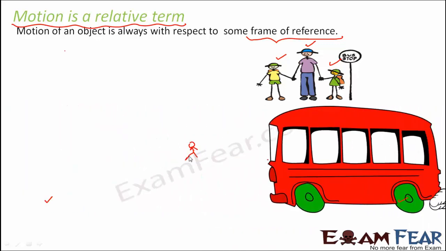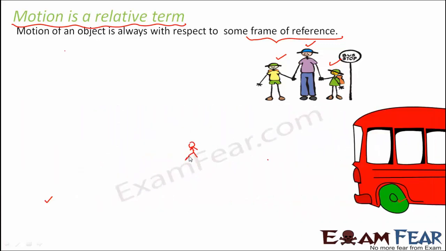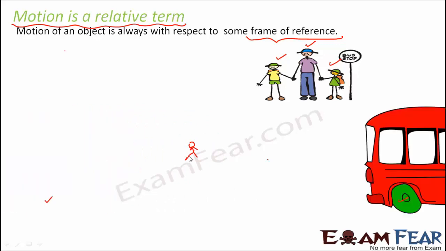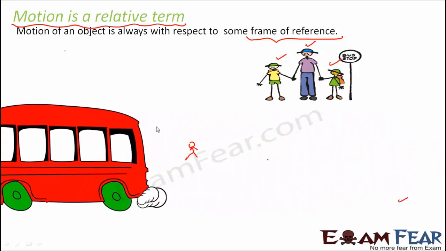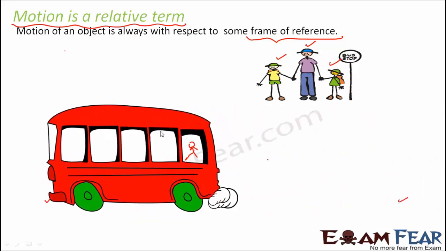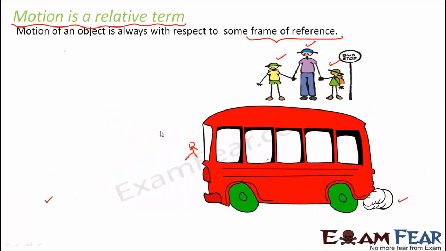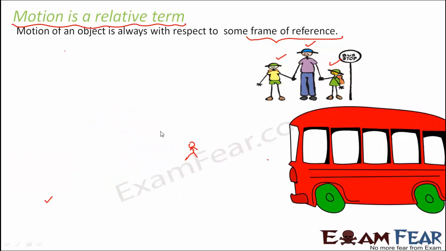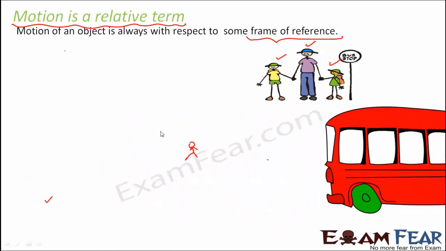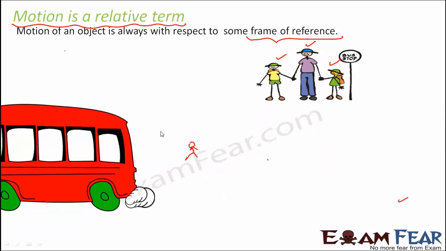So we are talking about the same object, but for one frame of reference it is at rest, and with respect to some other frame of reference, it is in motion. So this is what we mean by relative. Any object which is moving is moving for certain things and not moving for certain other things. This is what we call the relative nature of motion. So that is why we say that motion is a relative term. Whenever we say that this particular object is in motion, that means it is in motion with respect to something.